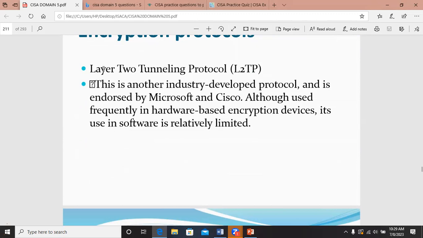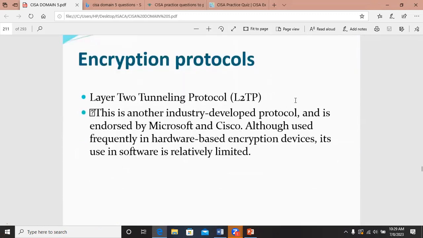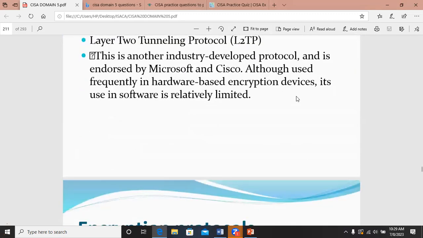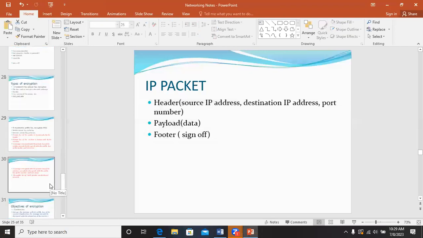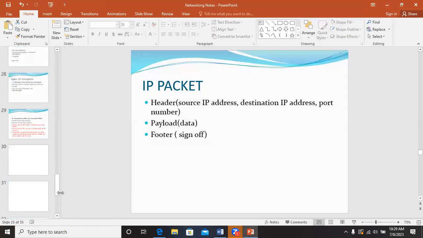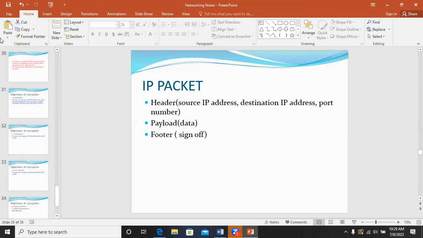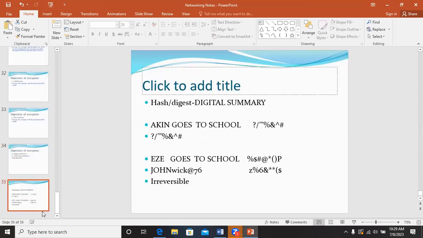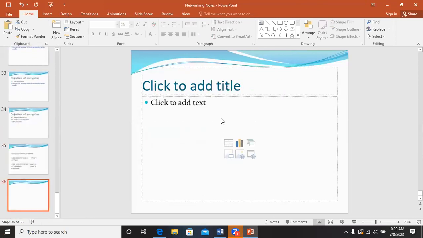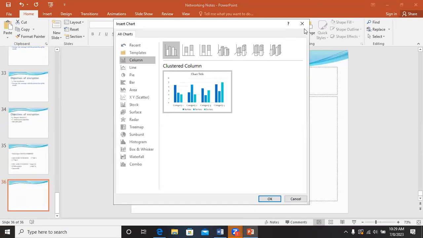Another thing I need to say about these tunneling protocols is that those are the protocols they use in VPN, virtual private network. Because actually, how does VPN work? VPN works over the internet. And we all know that the internet is not secure. Everybody is present on the internet, so you don't know who is who.